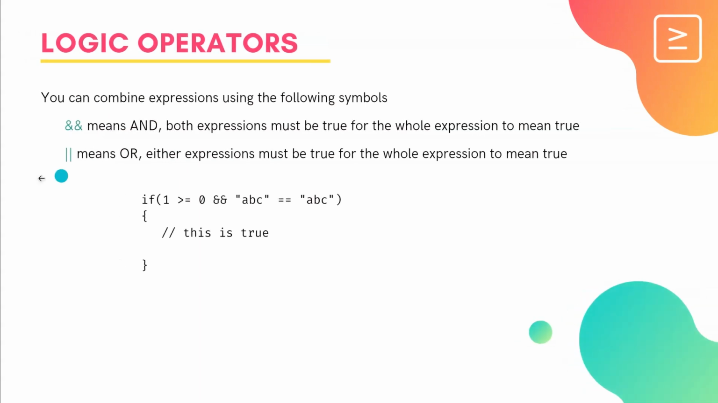So an example here: if 1 is greater than 0 and, so we have this double ampersand here, ABC is equal to ABC, both of these statements here are true. So this expression will evaluate as true and the script between the curly brackets will run. However, if we look at this, this side will evaluate as true, this side will evaluate as false, and because they both need to be true with the and symbol, it will come out as false, so this won't run, and the section between the else, because it's false, will run.